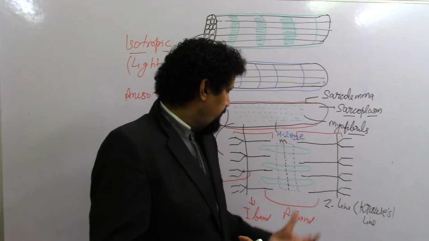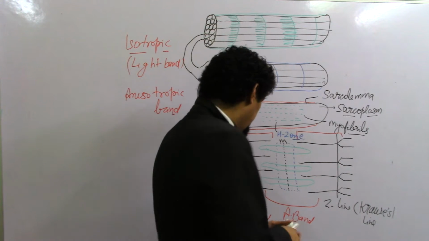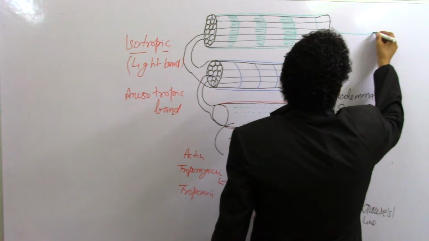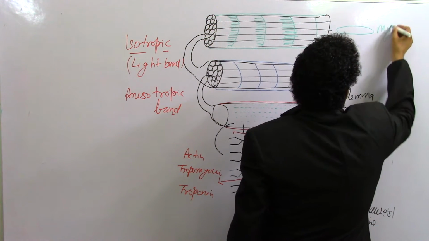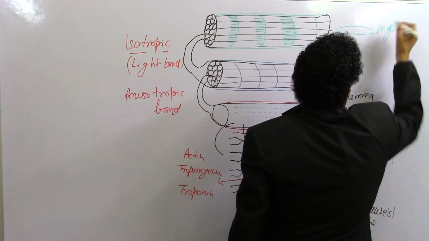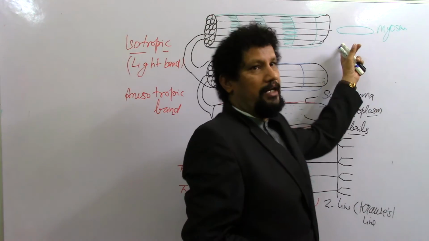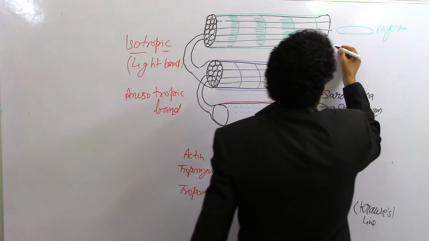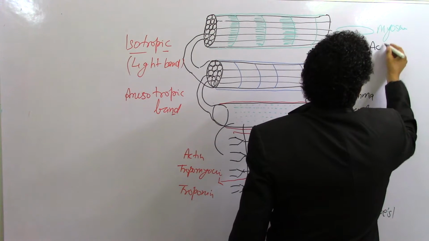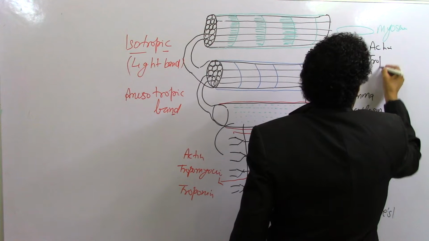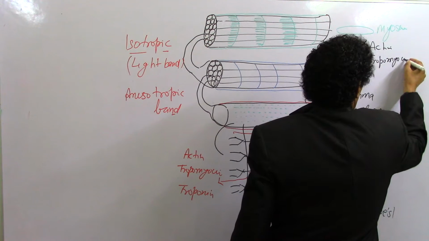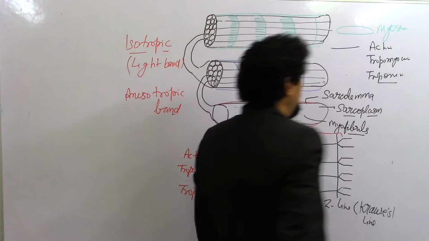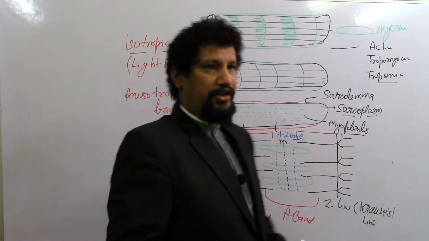This A band is formed by the myosin, also known as thick filaments. So the myosin is the thick filament, or I can say the thick filament is formed by the myosin. On the other hand, the thin filament is formed by actin, tropomyosin and the troponin. These all are the contractile proteins.